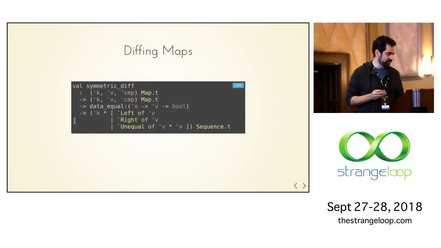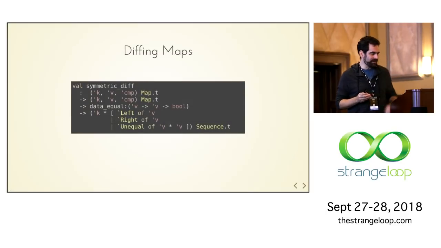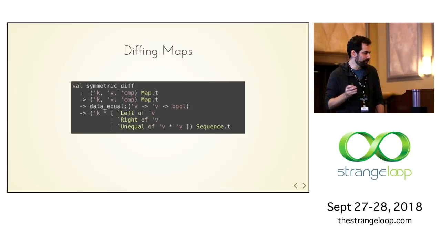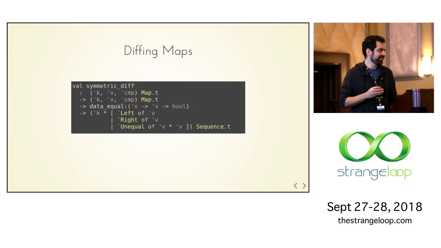So this is the signature of the Symmetric Diff function from our standard library, which we had pre-existing, along with all of this web browser UI nonsense, because it was a natural thing to want for other reasons. Symmetric Diff takes as an argument two different maps with the same types for keys and values, and an equality function for comparing the data.